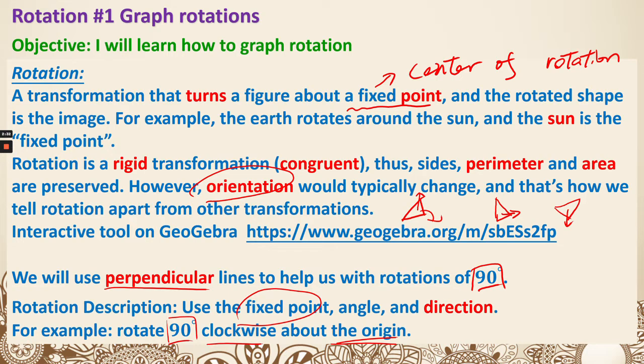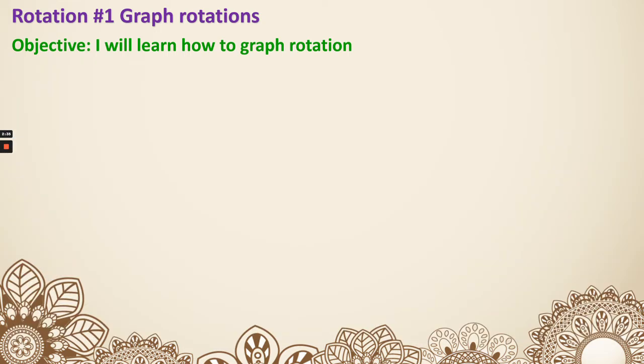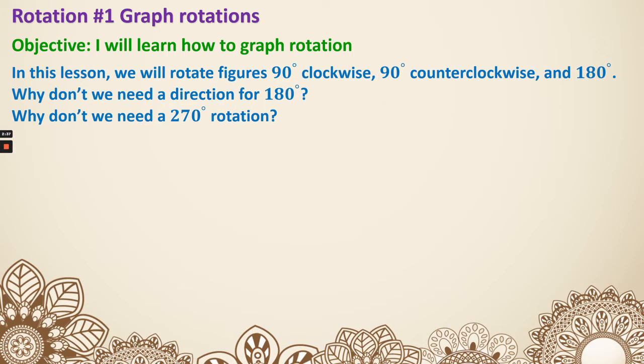Angle-wise, we are dealing with the common ones, which would be 90 degrees or 180 degrees. It could also be 270, but it's not very common. And direction, we are including clockwise or counterclockwise. So first little question for you to think about, why don't we need a direction for 180 degrees?